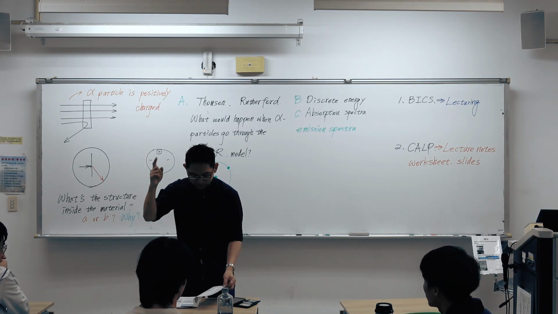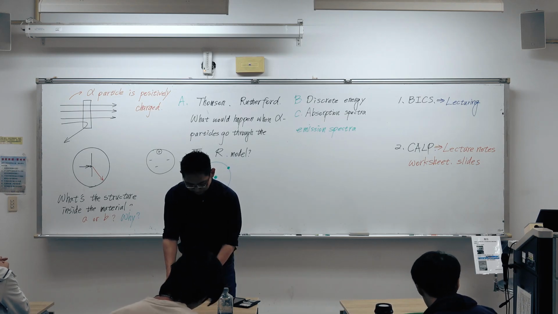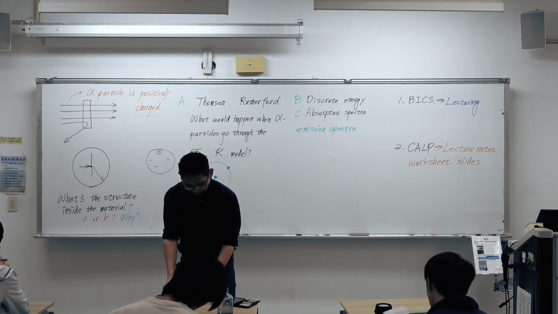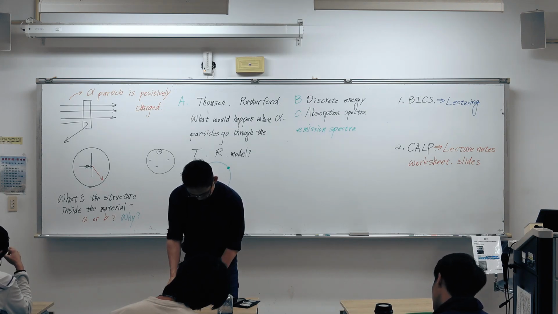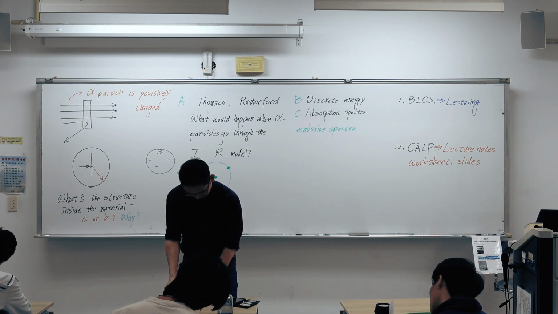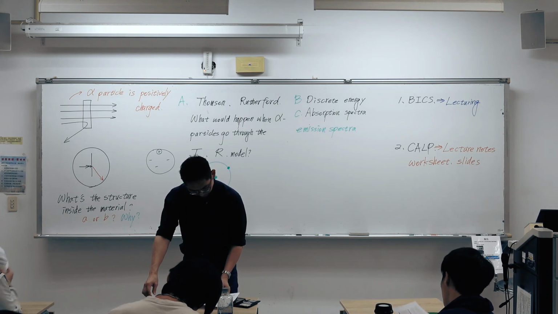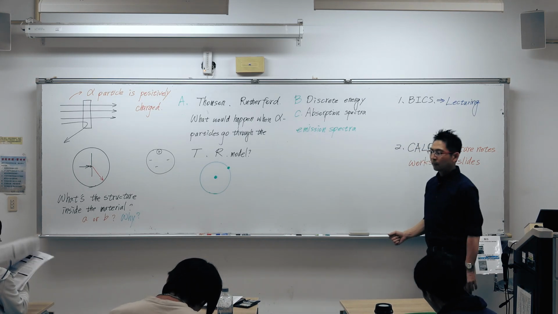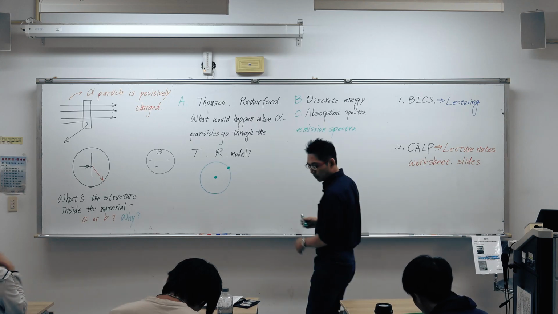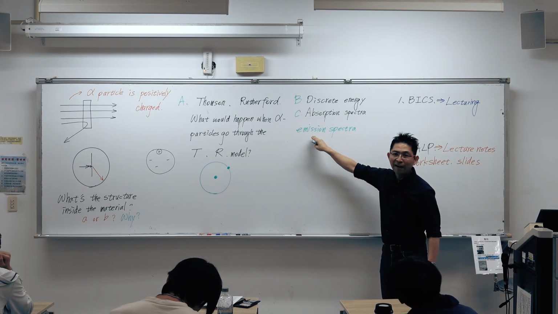Figure 21.5. Figure 21.5. You have a model. 21.5 is a model. Should we put the model firstly or put the evidence firstly?